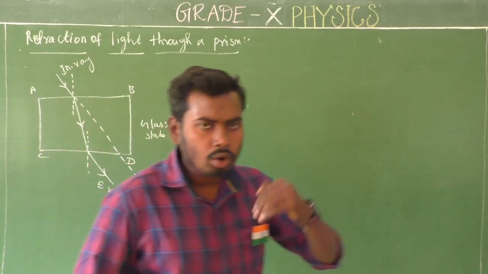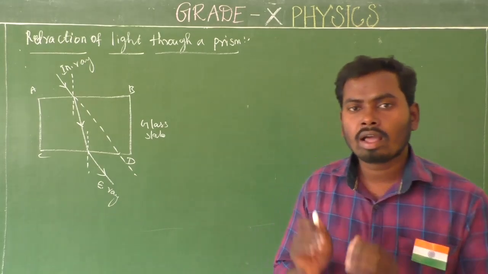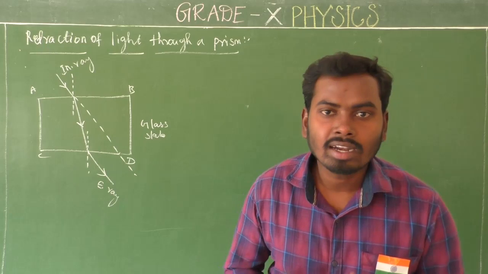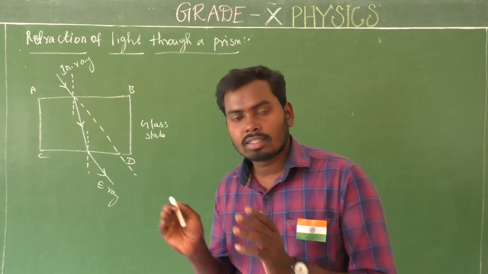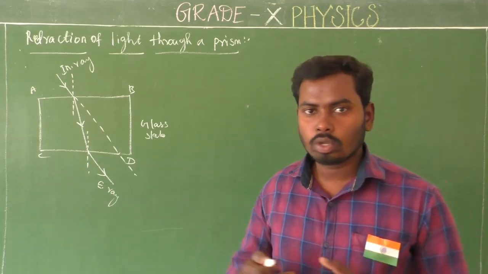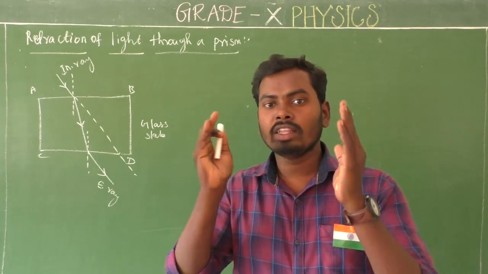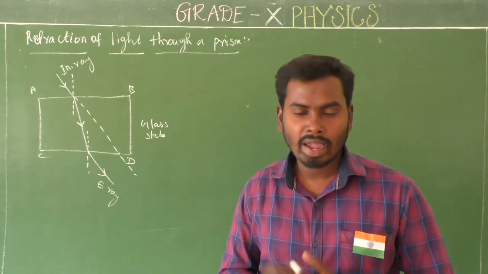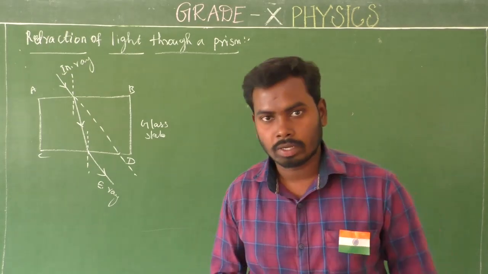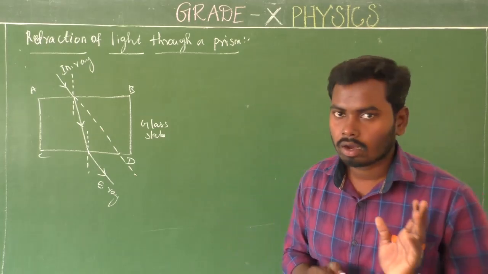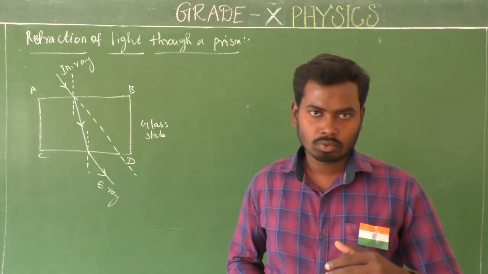But in this session we are going to see refraction of light through a glass prism. What is that? Glass prism. Is it clear? Yes. See, the faces of this glass prism are not parallel to each other, unlike the rectangular glass slab. There is some angle between the two opposite faces. In this situation what will happen? That is the refraction of light through a glass prism.